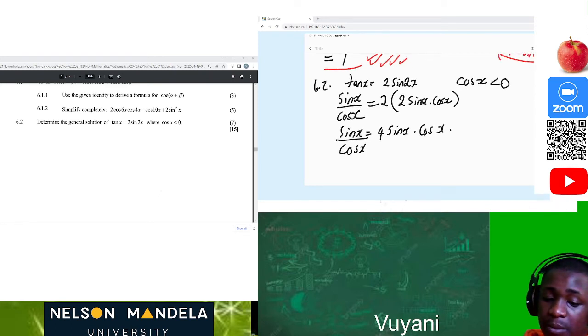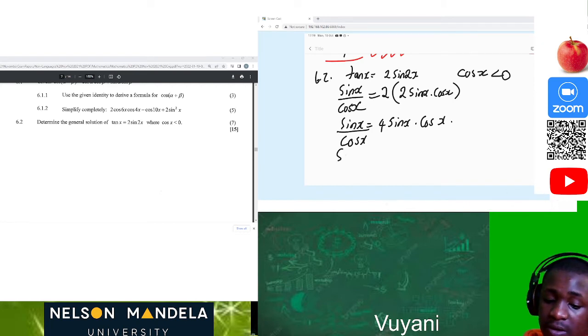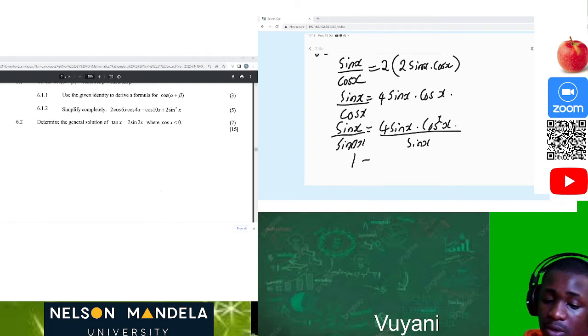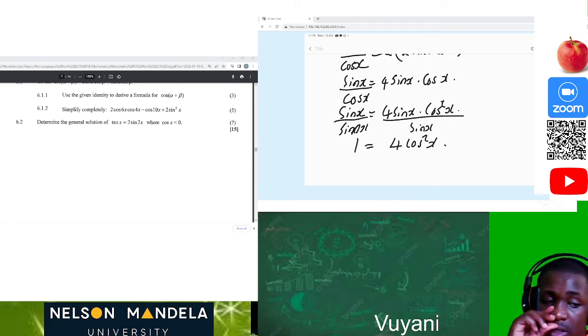So step by step, now we cross multiply, then we end up having sine of x is equal to 4 sine x multiplied by cos squared of x. If we divide all through by sine of x, then we have 1 is equal to 4 cos squared of x. Then after that, you can solve from this. But at the same time, I would really not prefer you to cancel some angles, because when you cancel the angles, you won't get correct answers in the process.